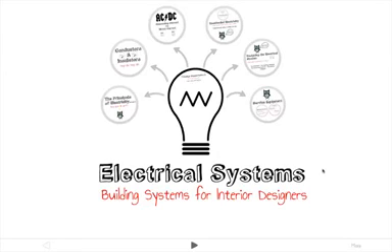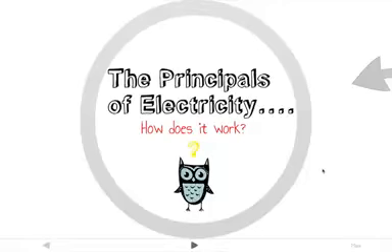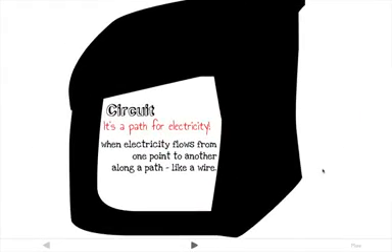Hi everybody, this week we begin talking about electricity. To start with, let's talk about the basics of electrical systems. How do electrical systems work? Well, first of all, you need a circuit. A circuit is a path for the electricity, when electricity flows from one point to another along a path such as a wire.